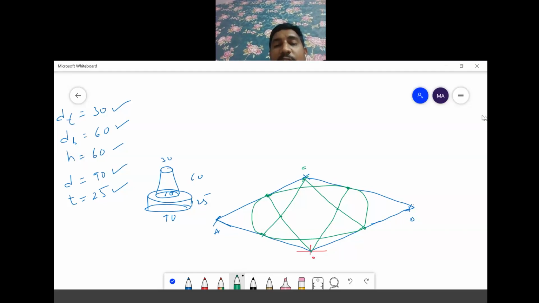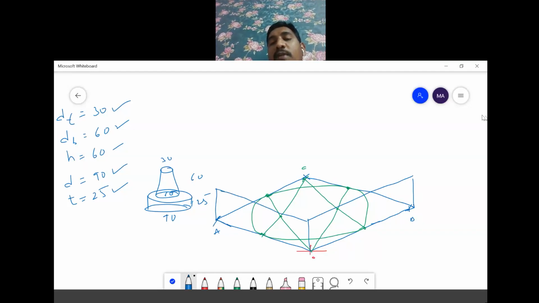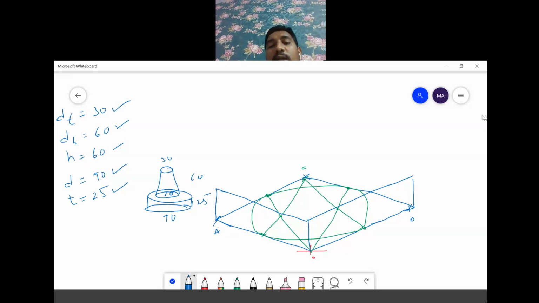Then I am extending this. He has given a thickness of 25, so I'm extending it 25 and joining these two. These construction lines, whichever I am drawing with a blue line, should be very light. Only the green color circle should be dark.